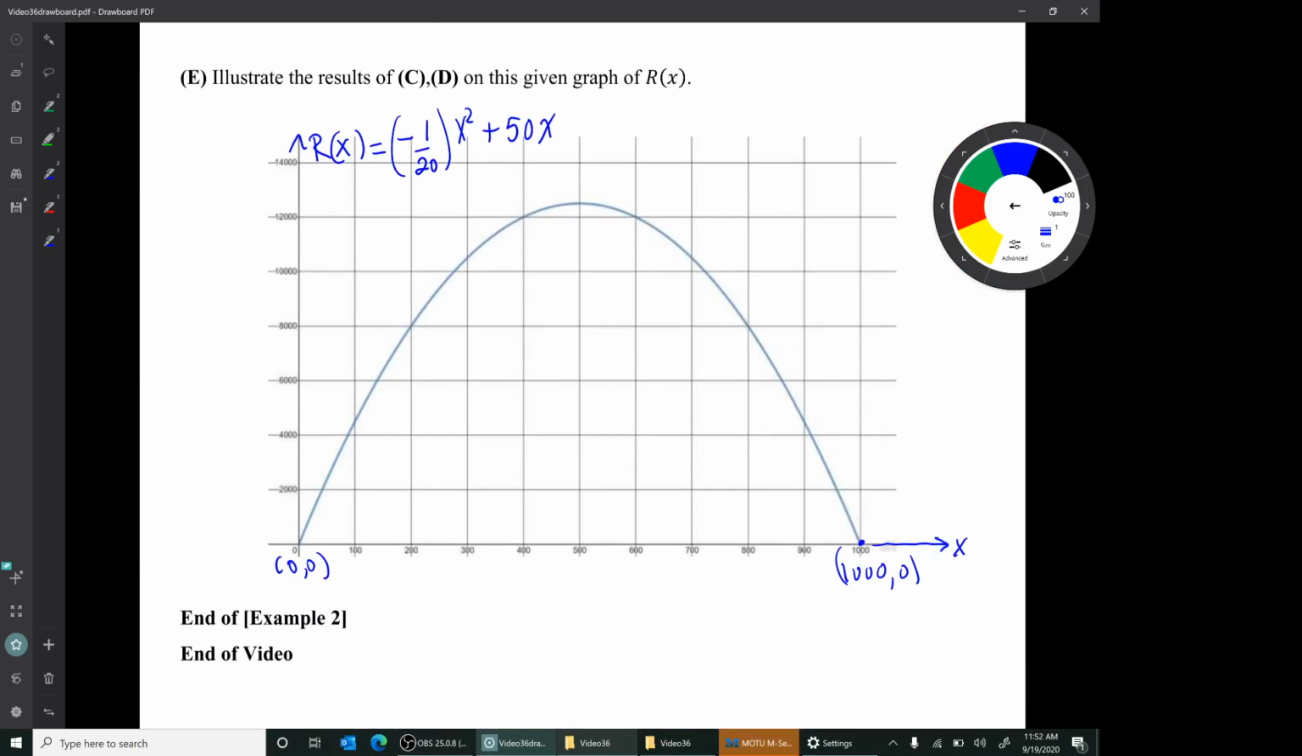Now, what about our results of C and D? In question C, we found that R prime of 400 equals 10. Well, that is going to be the slope of a tangent line, the line that's tangent to the graph of the function at 400. And the result in question D was R prime of 650 was minus 15. Well, that's the slope of a tangent line as well, the tangent line at the point on the graph where x is 650.